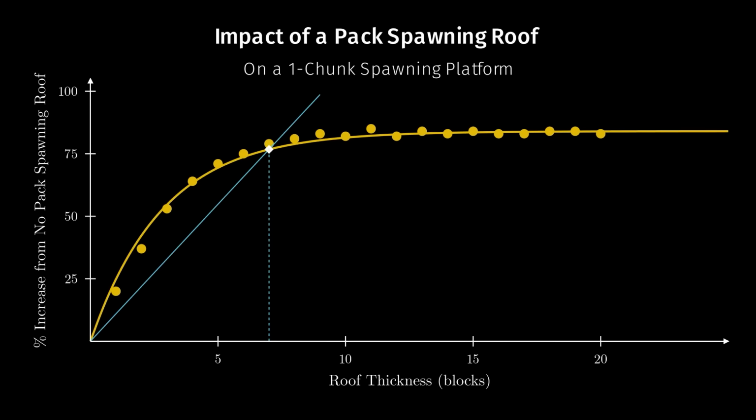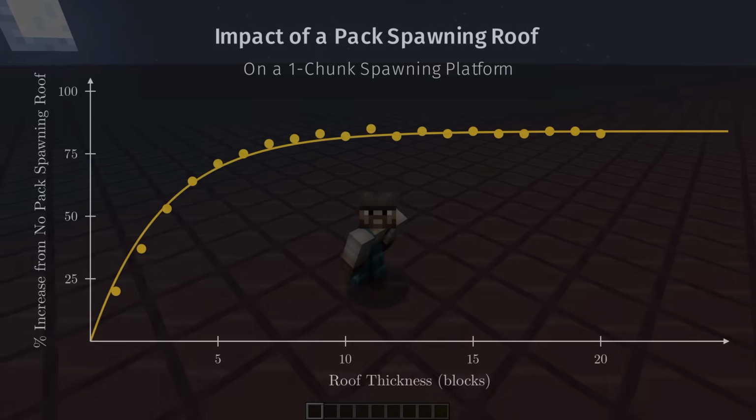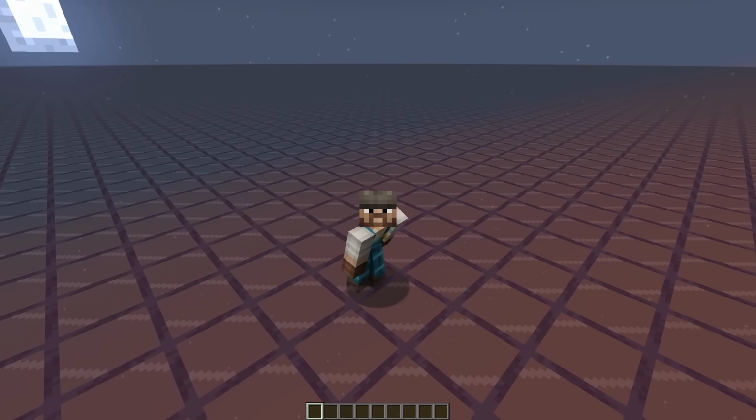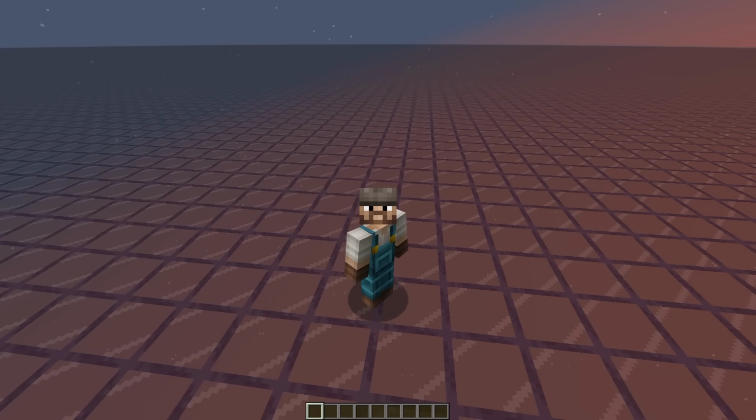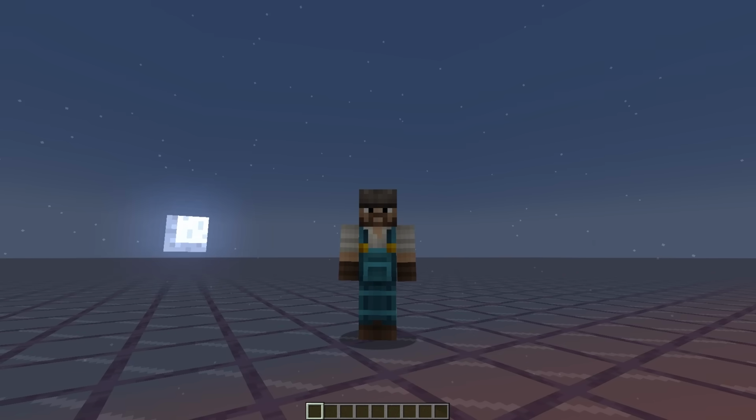This is a really solid increase, and for quite little effort. It's perhaps one of the best ways to improve most mob farms cheaply and easily. I have to add a caveat here though, as the amount of gain will be based on the platform size, with larger platforms having more benefit.